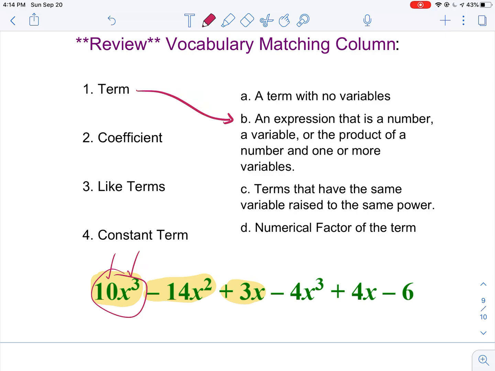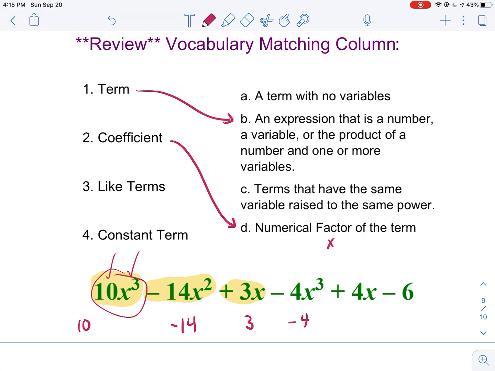Okay, well, what is a coefficient? The coefficient is the numerical factor of a term. So on a single term, the number that we are multiplying by is going to be our coefficient. So in this, if we're still looking at 10x to the third as a term, 10 is our coefficient. If we look at negative 14x squared, negative 14 is our coefficient. 3 is our coefficient here. Negative 4 is our coefficient here, etc. Okay, so that's our coefficients.